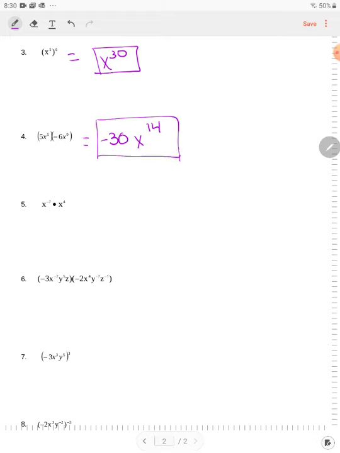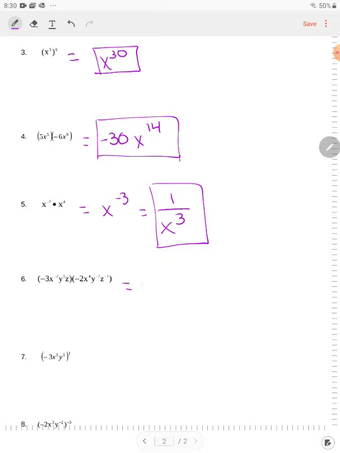Okay, again, when the bases are the same and it's multiplication, you add your exponents. So we have to follow our integer rules. Negative 7 plus 4 is negative 3. And then we don't leave our answers as negative exponents. We'll rewrite that as 1 over x to the 3rd power. Becomes a fraction.